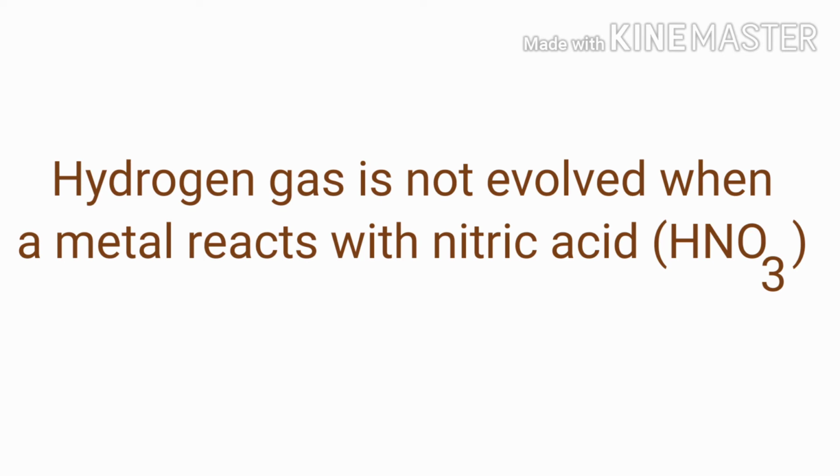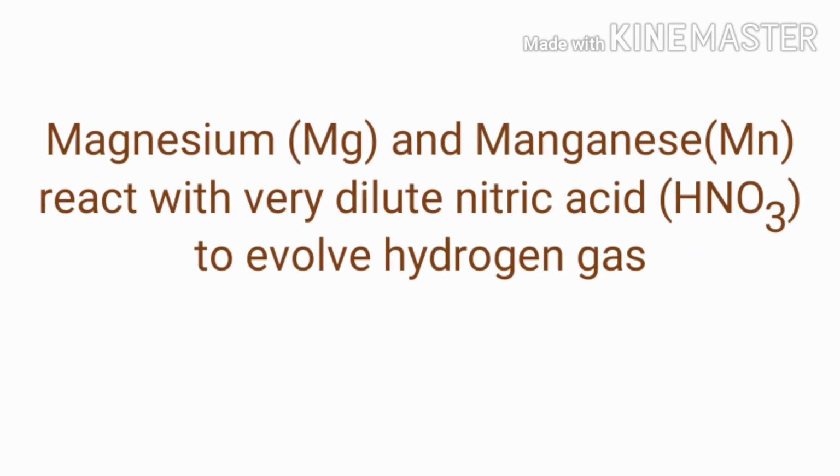Hydrogen gas is not evolved when a metal reacts with nitric acid. It is because nitric acid is a strong oxidizing agent. It oxidizes the hydrogen produced to water and itself gets reduced to any of the nitrogen oxides such as N2O, NO or NO2. But magnesium and manganese react with very dilute nitric acid to evolve hydrogen gas.